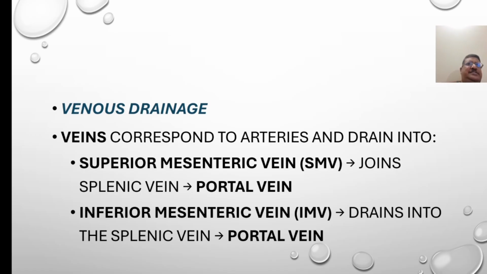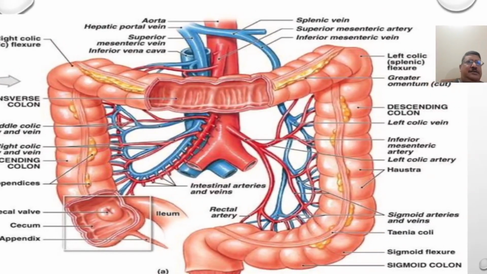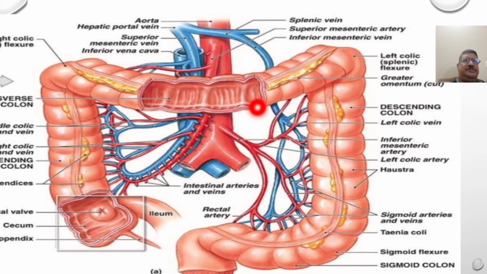Veins correspond to arteries and drain into the superior mesenteric vein, which joins the splenic vein, then the portal vein. The inferior mesenteric vein drains into the splenic vein, then the portal vein. So this is the blood supply of the intestine, that is splenic vein, superior mesenteric artery, inferior mesenteric vein, aorta, hepatic portal vein. These all are the superior mesenteric vein, inferior vena cava.